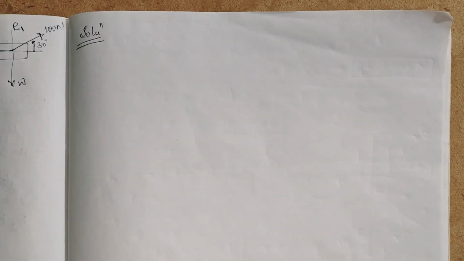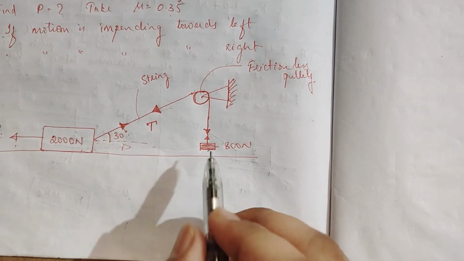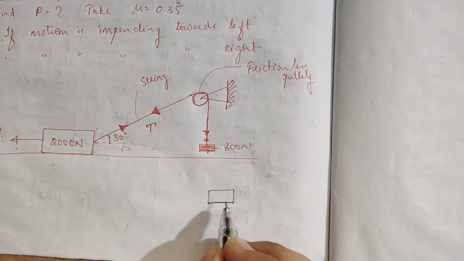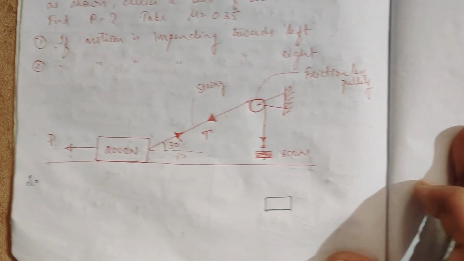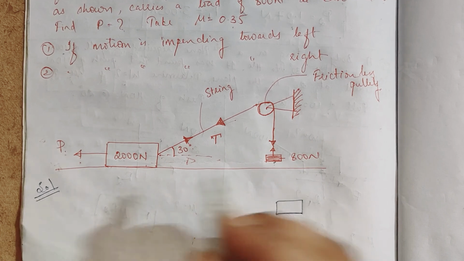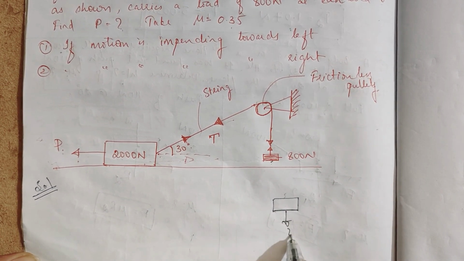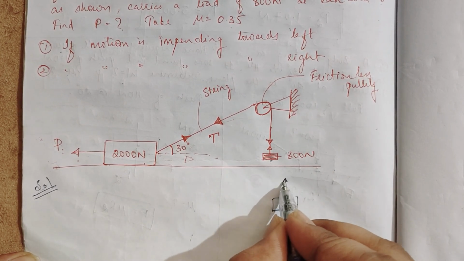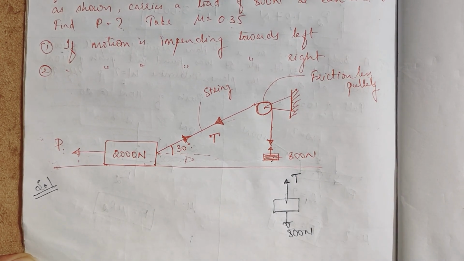Here what we do is I'll take the free body diagram of this. Already started, I'll take this as a solution only. So what is this? This is 800 Newton, and again we have one value T. So the free body diagram of this load.